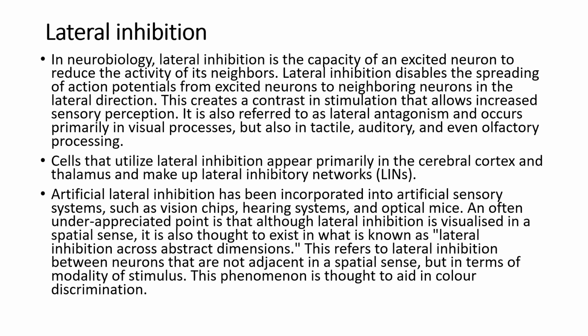Artificial lateral inhibition has been incorporated into artificial sensory systems, such as vision chips, hearing systems, and optical mice. An often underappreciated point is that although lateral inhibition is visualized in a spatial sense, it is also thought to exist in what is known as lateral inhibition across abstract dimensions. This refers to lateral inhibition between neurons that are not adjacent in a spatial sense, but in terms of modality of stimulus. This phenomenon is thought to aid in color discrimination.